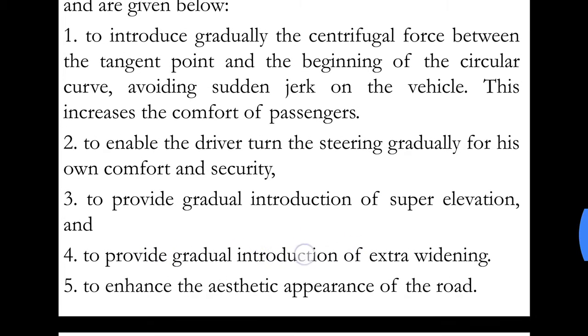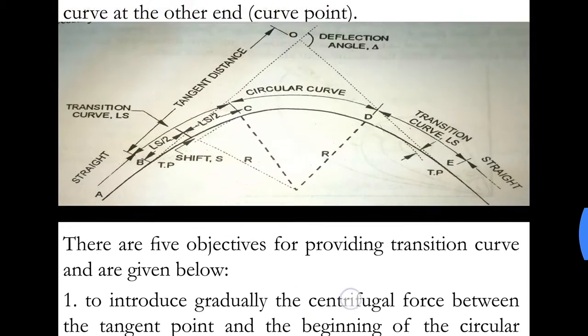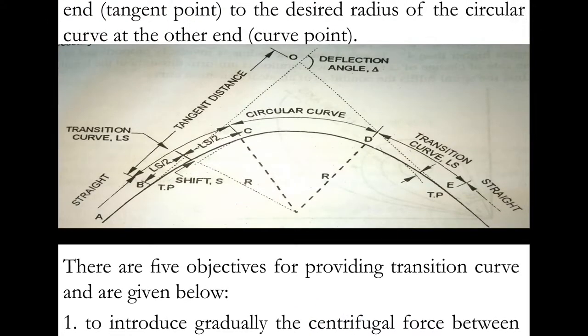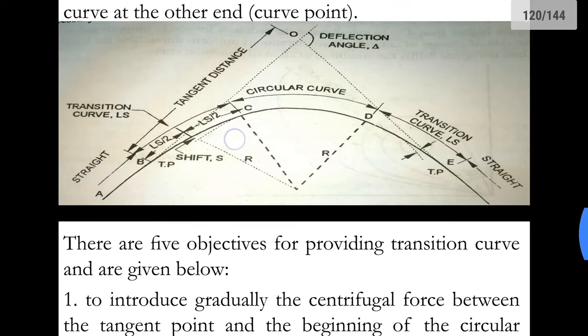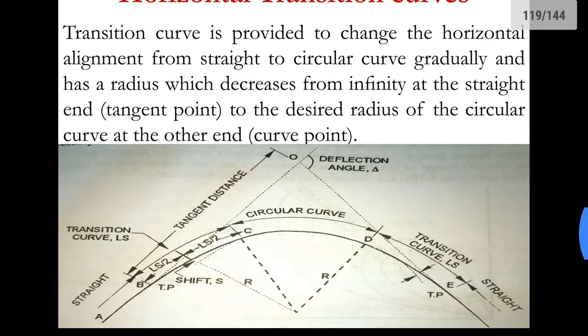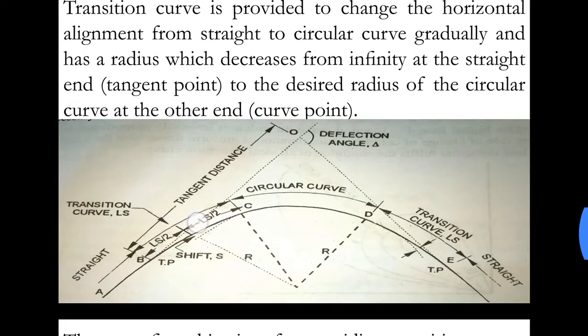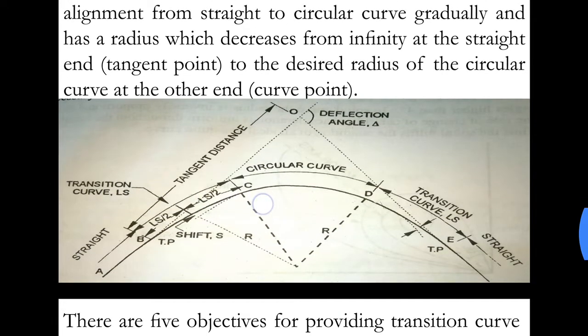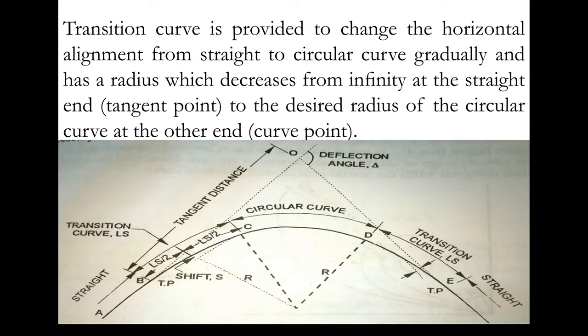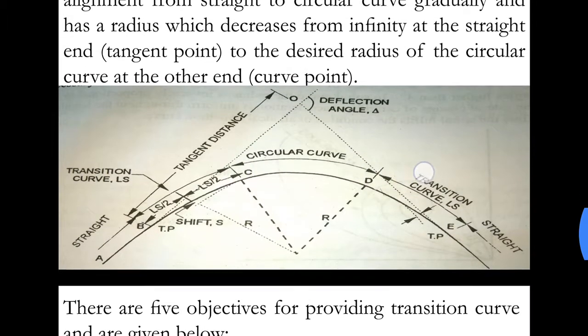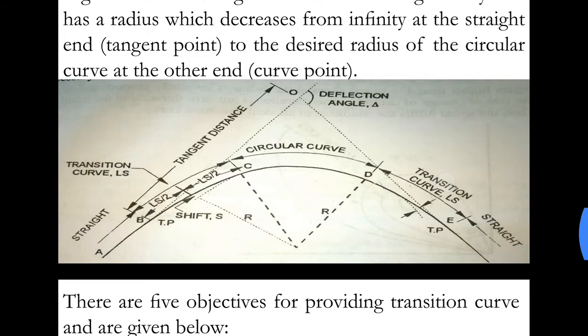To provide gradual introduction of extra widening. Same as super elevation is provided gradually from point B to point C, here also extra widening would be provided from point B to point C gradually. The width of the road would be increased from point B to point C, then again it would be constant from point C to point D, then again it would reduce from point D to point E.